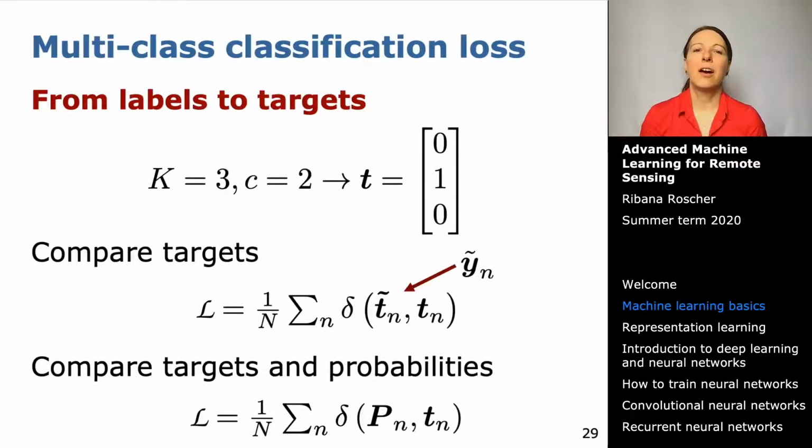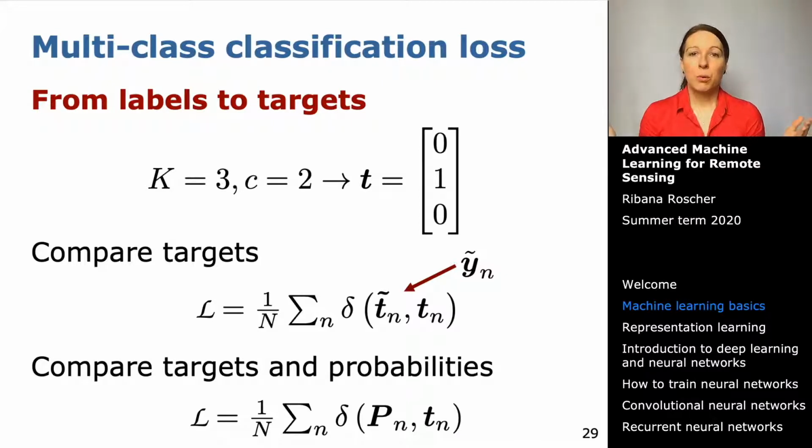So the question is now how to compare the estimated labels and the reference labels. For this, it will be very useful to make a transformation from labels to targets. Targets are unit vectors where one is at the position of the class label. For example, if you have three classes and the sample is assigned to class 2, you will have a target vector of 0, 1, 0. And targets can be easily compared, for example, by multiplying them and summing them up.